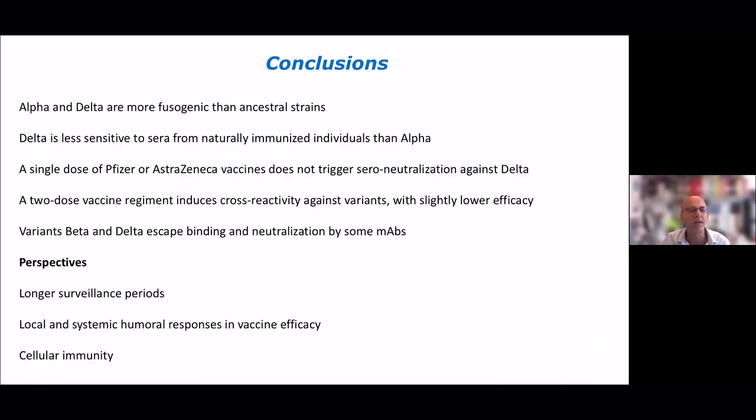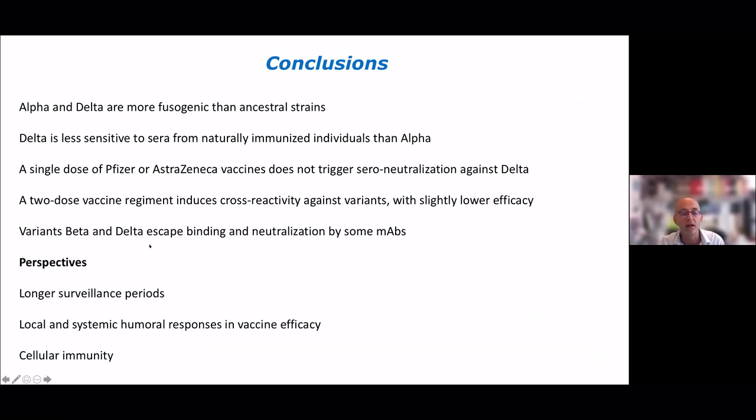So I will stop here and conclude on what I've just shown you. So alpha and delta are more fusogenic than ancestral strains, and delta is less sensitive to sera from naturally immunized individuals than alpha. And it is now well accepted that a single dose of Pfizer or AstraZeneca does not trigger seroneutralization against delta. And the 2-dose vaccine regimen induces cross-reactivity against variants with about 4-fold lower efficacy against delta. And there is a decrease over time that we are currently studying.